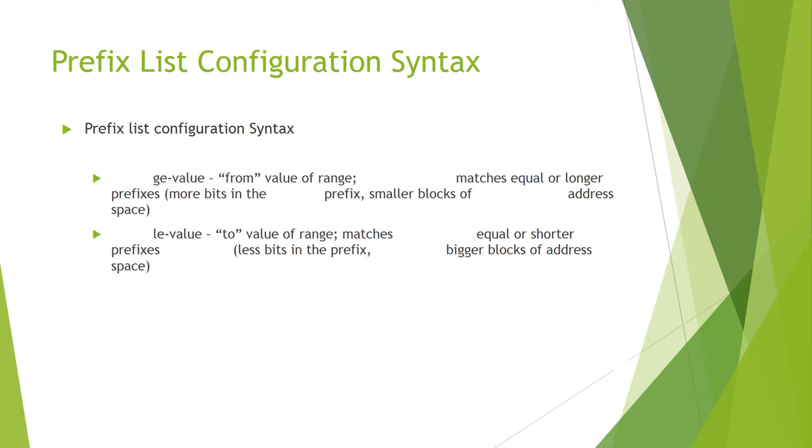Prefix list configuration syntax. GE value, from value of range, matches an equal or longer prefix, which means more bits in the prefix and a smaller block of address space. LE value, to value of range, matches an equal or shorter prefix, which means fewer bits in the prefix and a bigger block of address space.